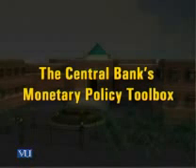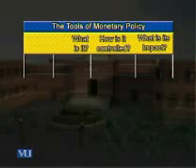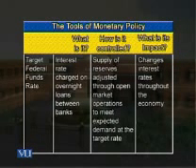So now we can summarize these three policy tools in the hands of the central bank to achieve different objectives. And that we have done on this particular slide. The central bank's monetary policy toolbox. The tool of target federal funds rate. First of all, what is it? The interest rate charged on overnight loans between banks is our federal funds rate.